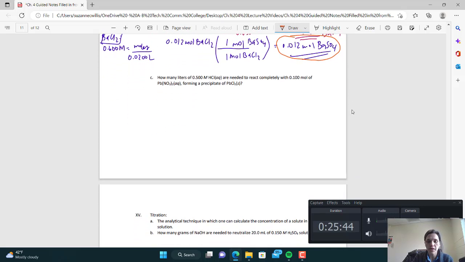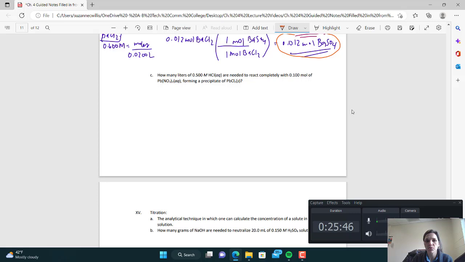All right, let's look at one more here, and then the titration that follows is going to be very similar. Here it says, how many liters of 0.5 molar HCl are needed to react with 0.10 moles of PbNO3? Okay, here we've got to write out our balanced equation.